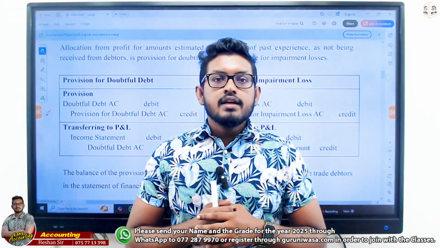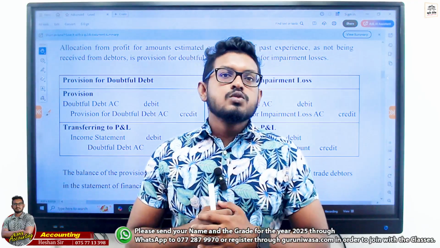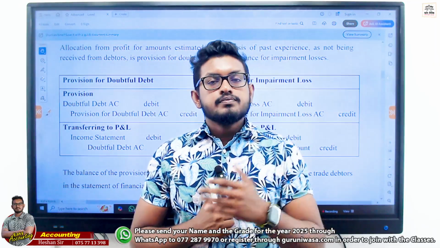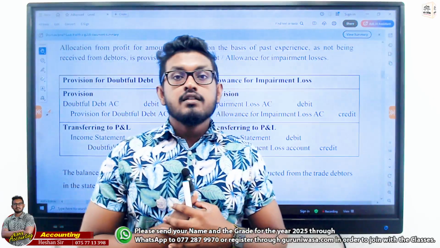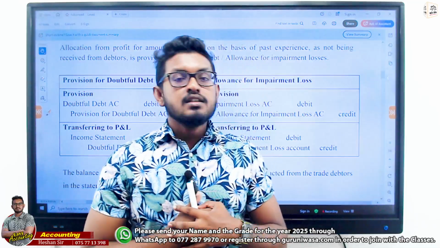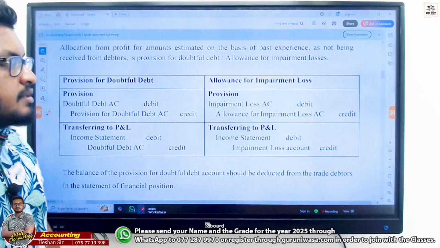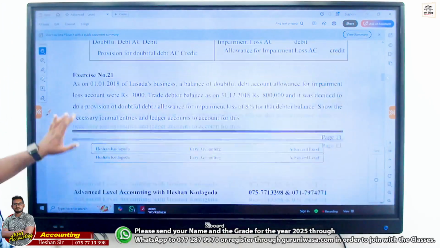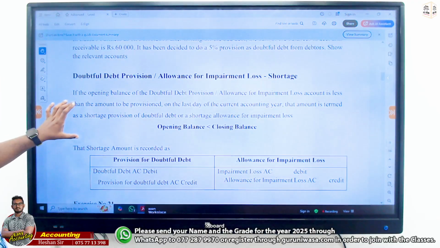So I told you, when it comes to the bad debt, bad debt account debit, debtors account credit. When it comes to doubtful debt, doubtful debt account debit, provision for doubtful debt account credit. When it comes to the allowance method, bad debt: impairment loss account debit, debtors account credit. Doubtful debts also we debit to the impairment loss account. We credit the allowance for impairment loss account, right? Both bad debts and doubtful debt are debited to the impairment loss account when it comes to the allowance method, right?